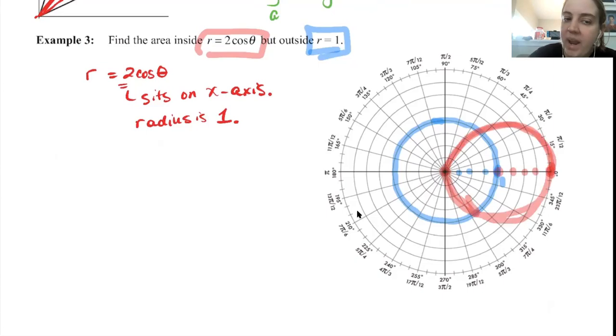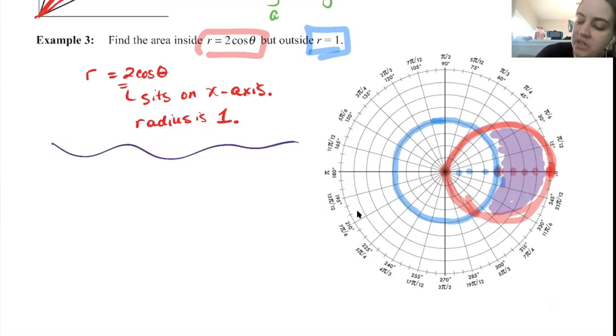So where am I trying to find this area? We are looking to be inside of 2 cosine theta, but outside of r equals 1. So there's 3 possibilities here. We're actually looking for the one furthest to the right. We're looking for this area out here. Okay, so just like we did in rectangular coordinates, if we have 2 circles that intersect one another, or 2 figures that intersect, we want to set them equal to each other. So I'm going to say that 2 cosine theta is equal to 1, cosine theta equals 1/2.